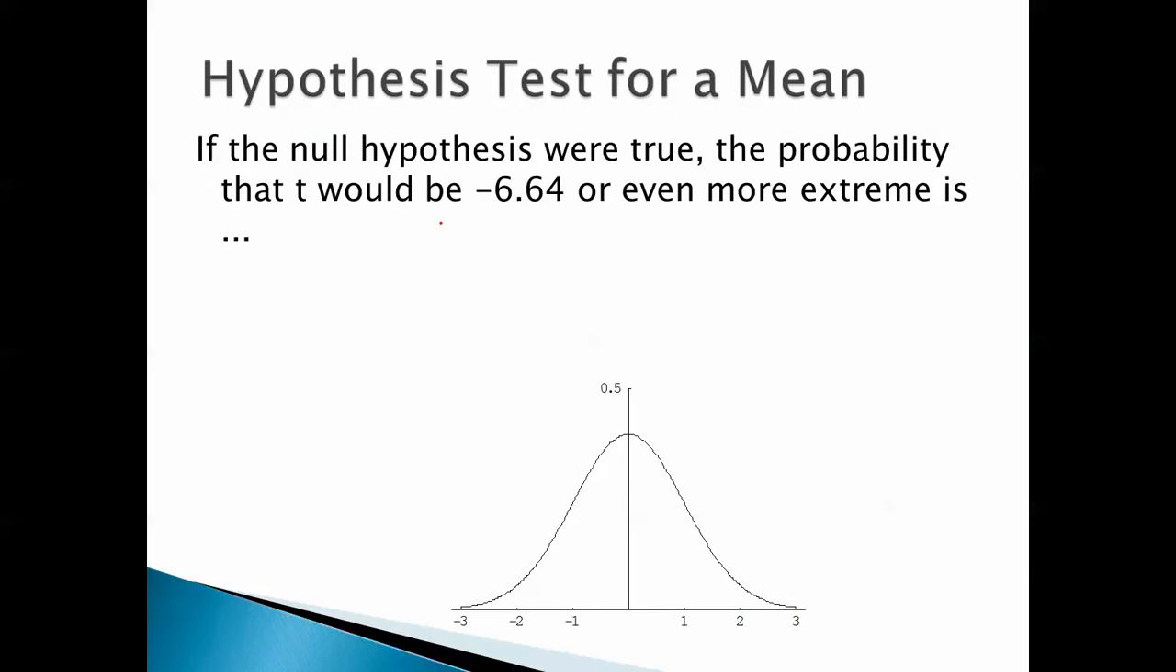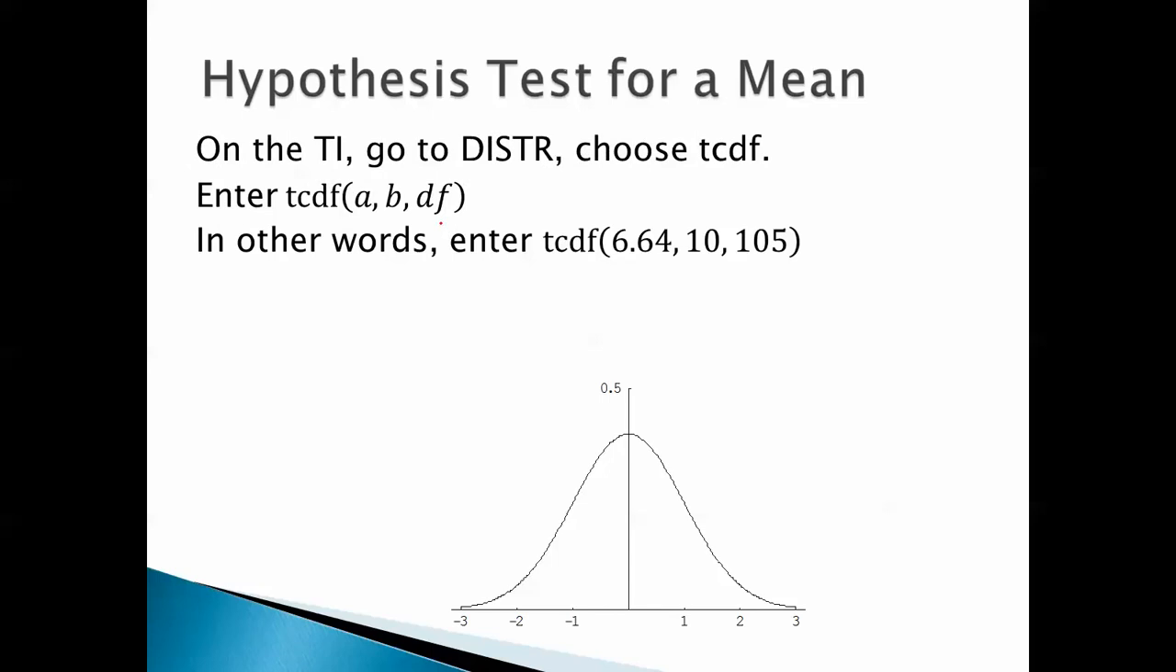Okay, if the null hypothesis were true, what is the probability that t would be negative 6.64 or even more extreme? Well, gee, what we need to do is find the area to the right of 6.64, and that's way out here. Oh my goodness, 6.64 is like over here. So how are you going to find that area?